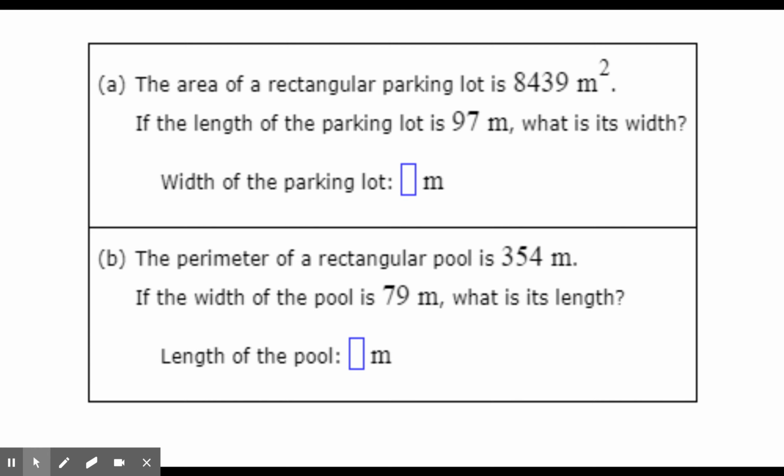The area of a rectangular parking lot is 8,439 meters squared. If the length of the parking lot is 97 meters, what is its width? The second question states the perimeter of the rectangular pool is 354 meters. If the width of the pool is 79 meters, what is its length? It is incredibly important, monumentally important, that you recognize that one of these questions is giving you the area and the other is giving you the perimeter.